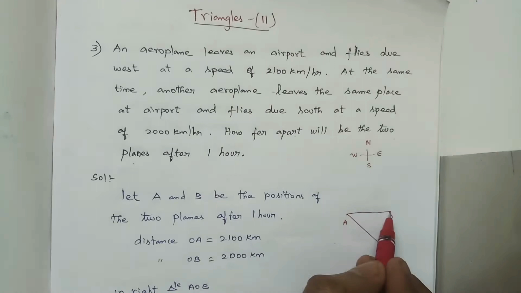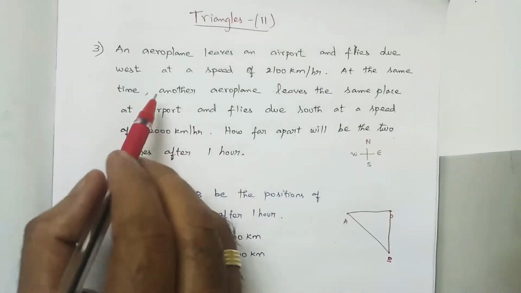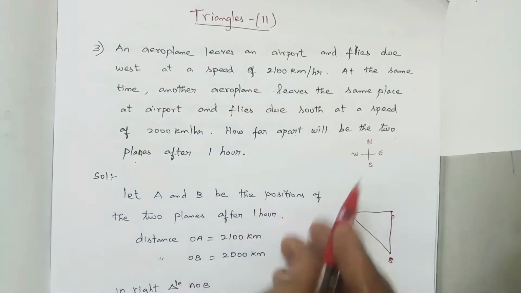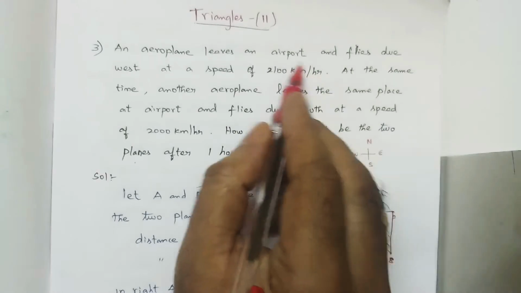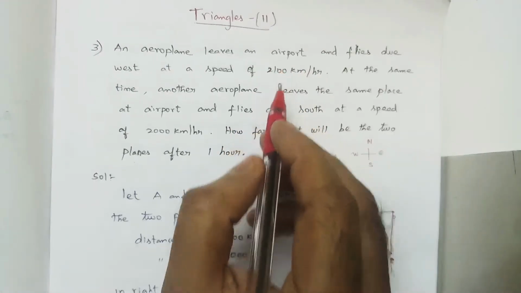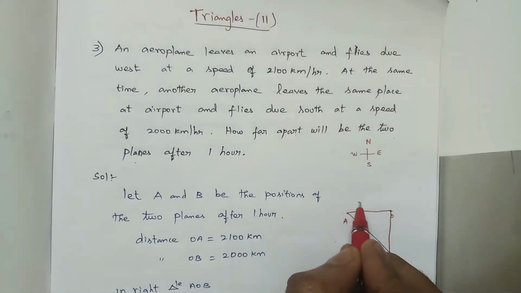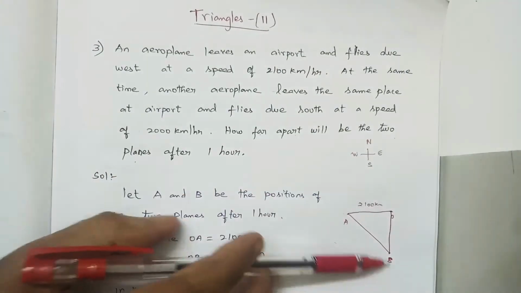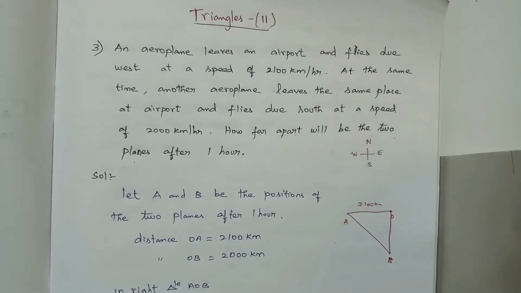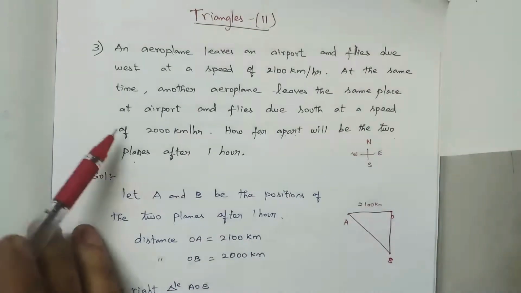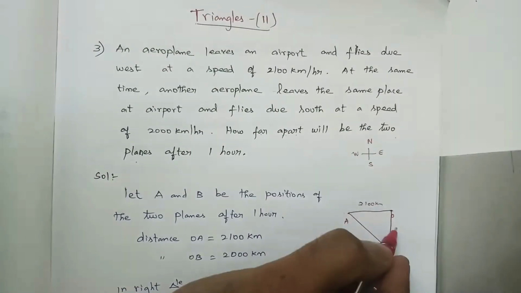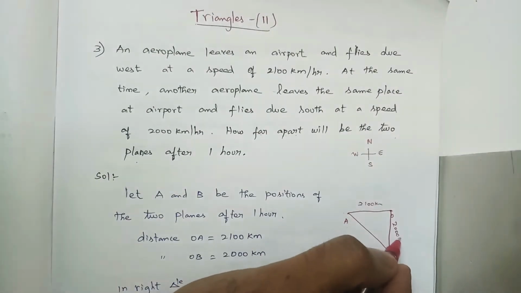So from the point O, after 1 hour, the first plane travels how many kilometers? The speed of the first plane is 2100 km, so for 1 hour it will cover 2100 kilometers. So OA is equal to 2100 kilometers. And OB, what is the speed? It is 2000 km per hour. So after 1 hour it has covered 2000 kilometers. So the distance OB is 2000 kilometers.